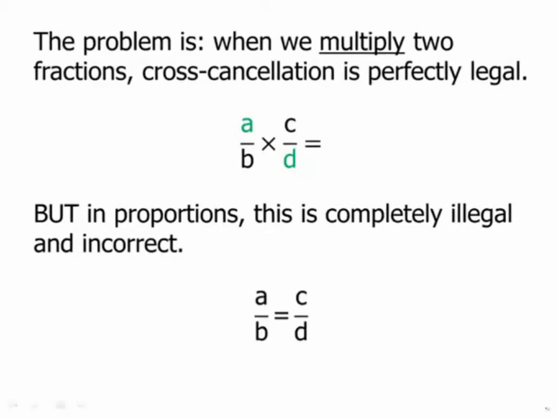If I have a over b equals c over d, so this is a proportion now, if I cross-cancel, that is illegal. I think what happens is people get very mechanical about the idea of cross-cancellation and they neglect the difference. Is there a multiplication sign between the fractions? Is there an equal sign between the fractions? They neglect that detail and they carry over something that is legal in the multiplication case even though it's illegal in the proportion case. So it's very important to pay attention to this because it's a very easy trap in which to fall.